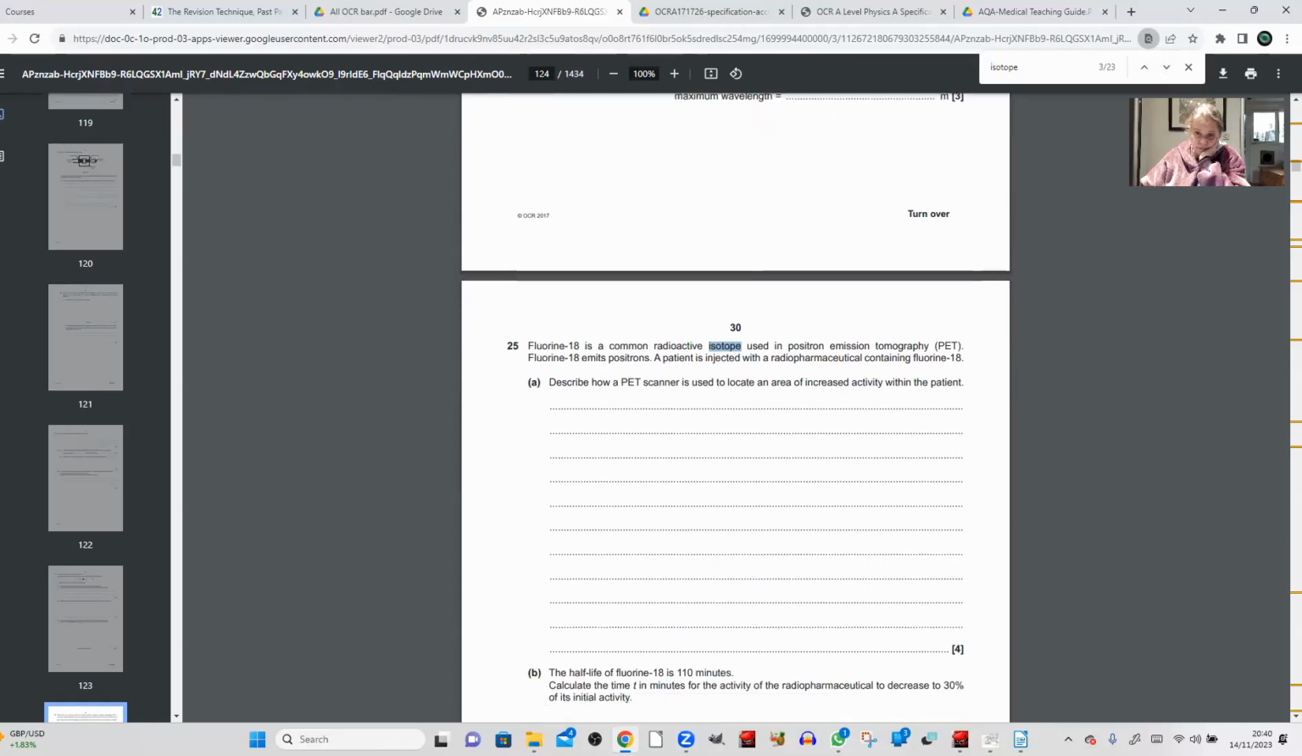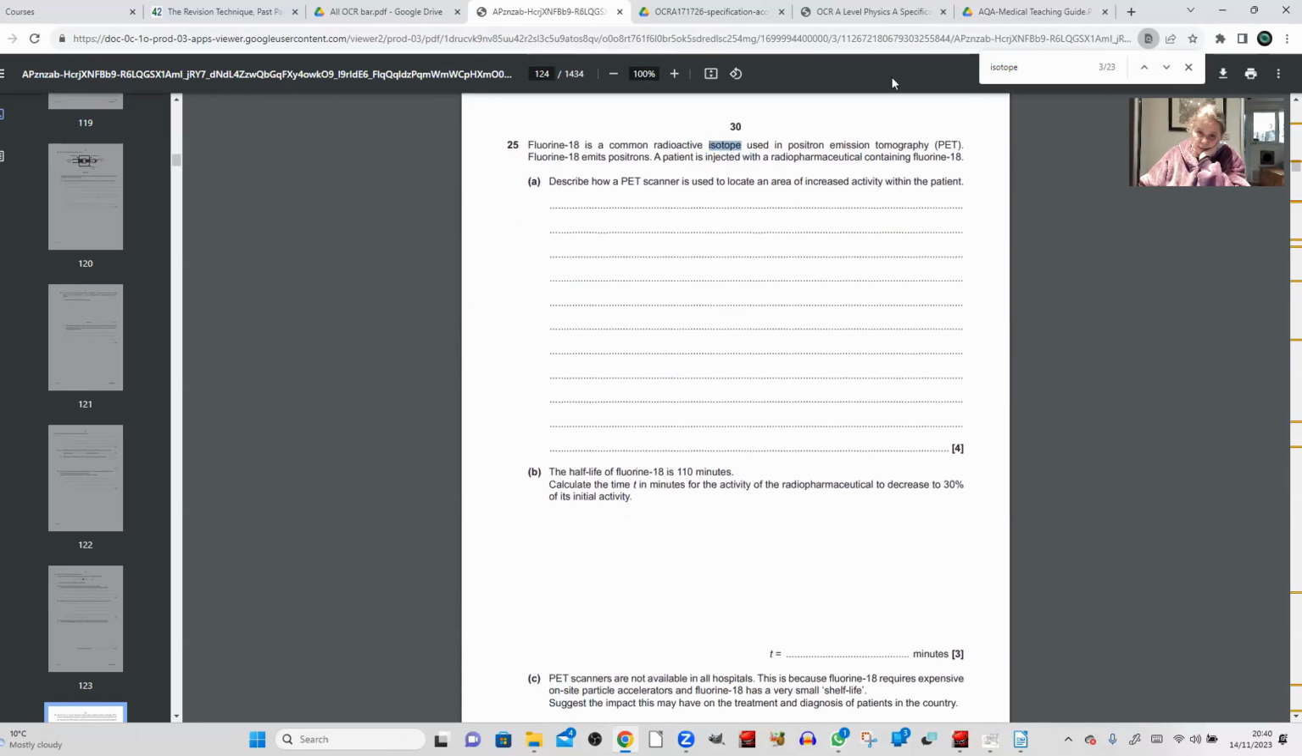Yeah, and there it is. There's the one that I was going to talk to you about. This is fluorine 18. So this is the isotope that is used to produce positrons in the positron emission tomography machine, a PET scanner. So fluorine 18 emits positrons. A patient is injected with a radiopharmaceutical containing fluorine 18. So they're injected with fluorine 18, basically.